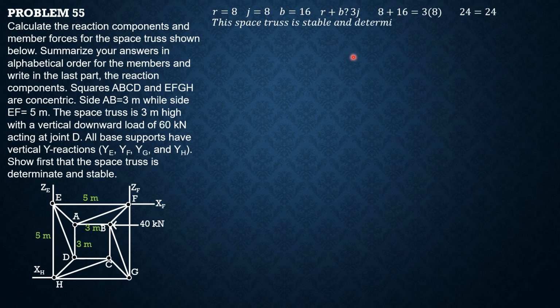So having checked that it is stable and determinate, we can now proceed by first finding zero force members if we can. So let's look at the details. If we begin at joint A, we have 4 members, then AE, AF, and AB lie on a single inclined plane, and AD is the unique member out of that plane. Therefore, stress in AD is 0.